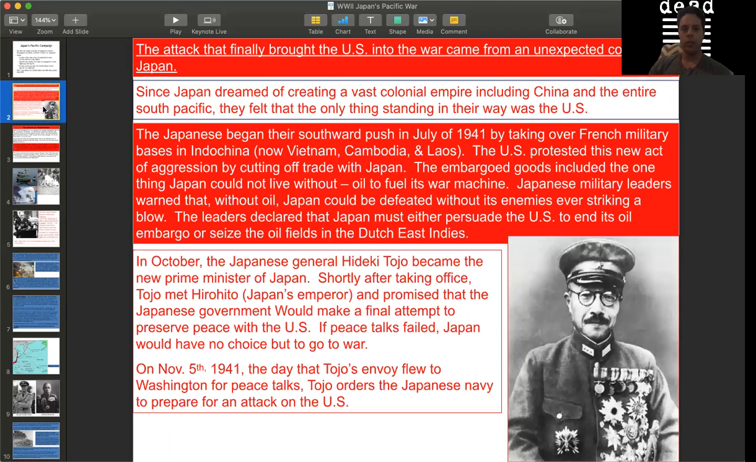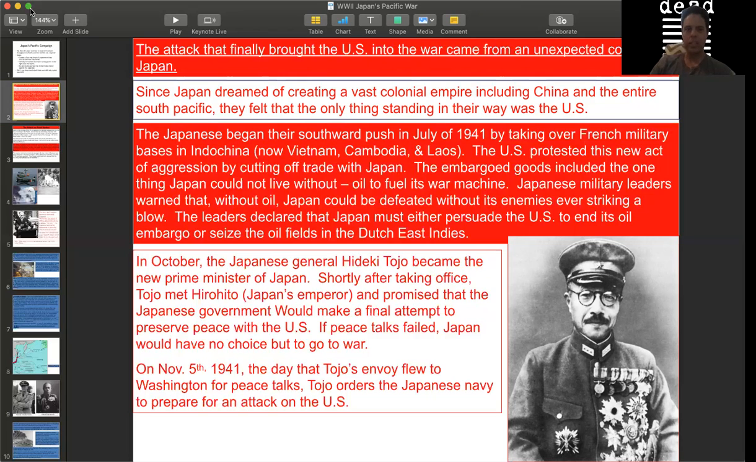Okay, so first off, it's important to start with the idea that the United States had been not wanting to go to war, although they were aiding the allied countries in Europe through the Atlantic Charter. They were trying to stay neutral. But the United States would eventually be brought into the war, not by Germany, who they were waging a proxy war with in the Atlantic, but by none other than the Japanese.